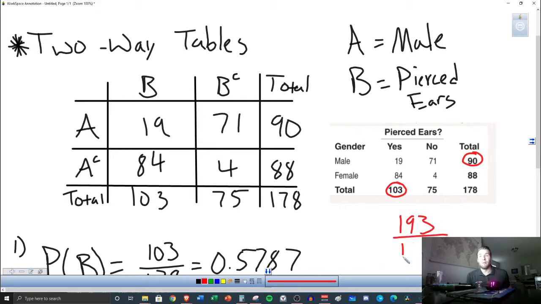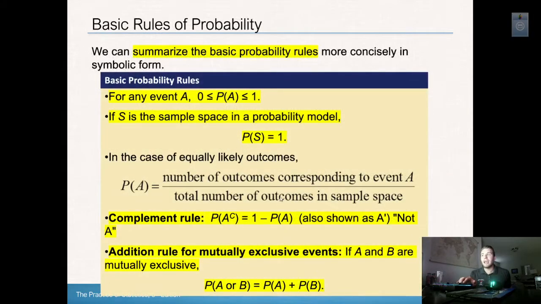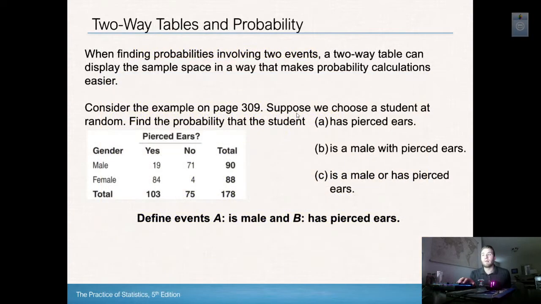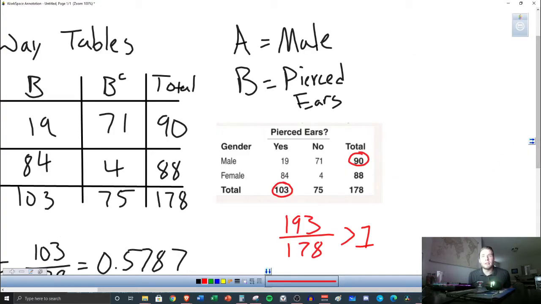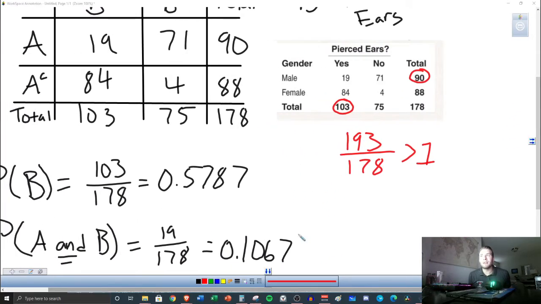Why can't this be an option? Well, this is greater than 1, and we already said in our rules for probability that that can't happen. Any event, it doesn't matter what the event is or if it's a combination of events, it has to be between 0 and 1. So we run into an issue here for this scenario. Maybe you can see what happened. What happened was we double counted this 19. So if we take away 19, we're going to get the right answer.